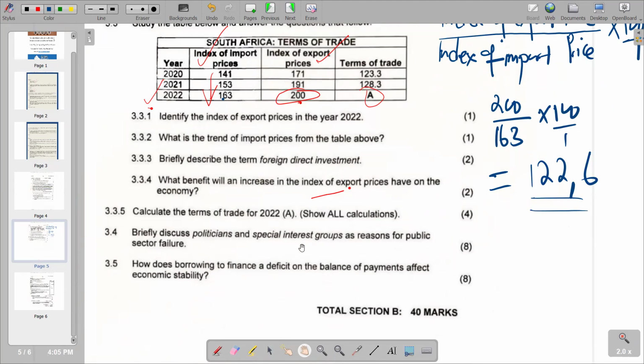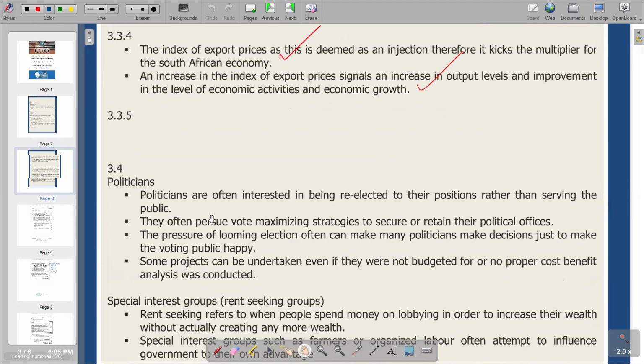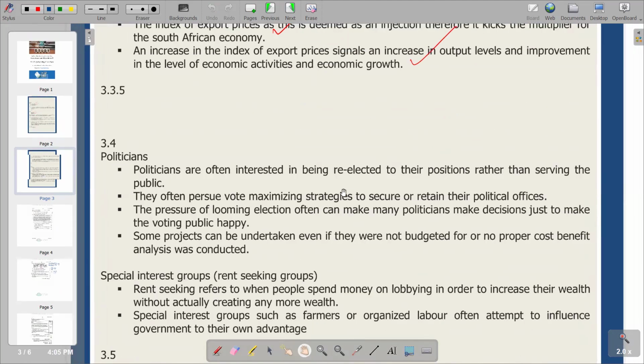Politicians and special interest groups as reasons for public sector failure. On politicians, we are saying politicians are often interested in being re-elected. So their main motive is being re-elected rather than service delivery, being elected to their positions rather than serving the public. So that's one of the reasons.